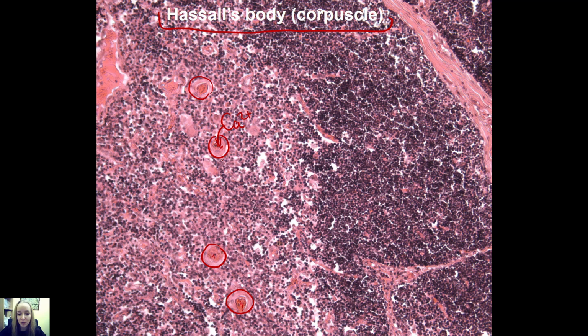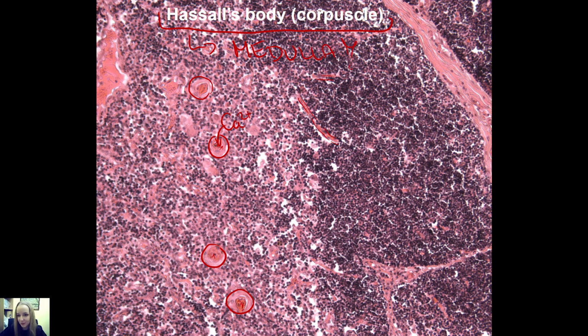And when we are older, we have bigger Hassall bodies and more of them. So it really is because of the involution of the thymus. The thymus is slowly dying. And here we can see a nice capillary in the cortex over here. And these Hassall bodies are only in the medulla.